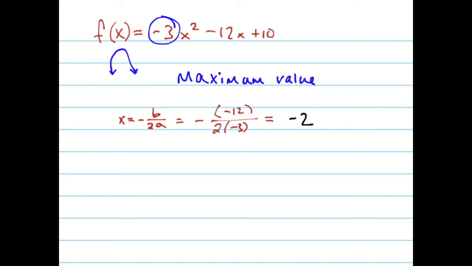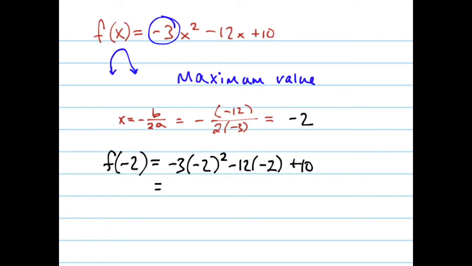But for the maximum value, they're actually asking for the output. They don't really care so much about the input. They want to know what the output is. So how are we going to find the output? Plug negative 2 in for all the x's. So f of negative 2 equals negative 3 times negative 2 squared minus 12 times negative 2 plus 10. What do we get when we simplify that right-hand side? Negative 12, plus 24, plus 10.